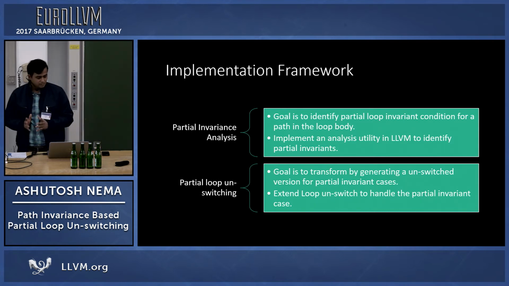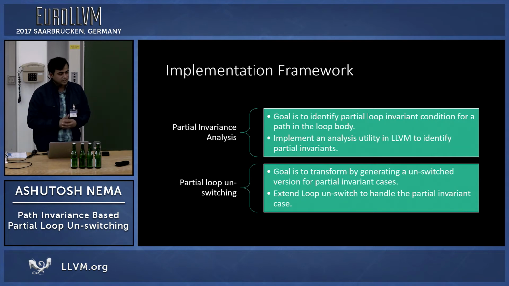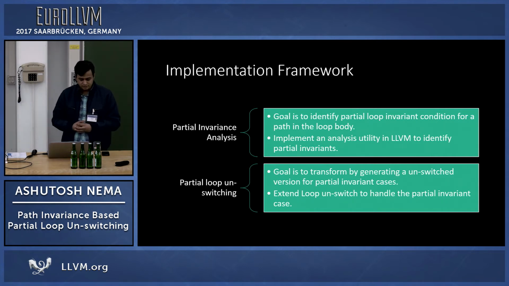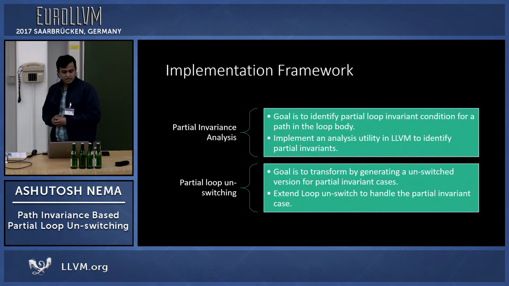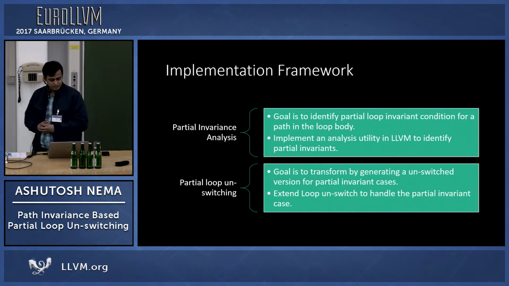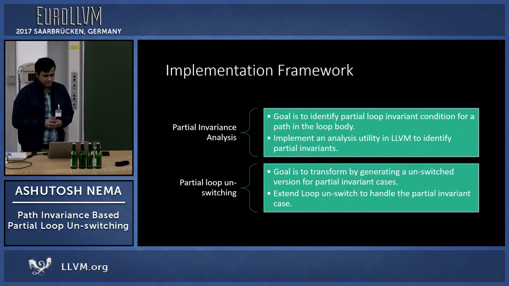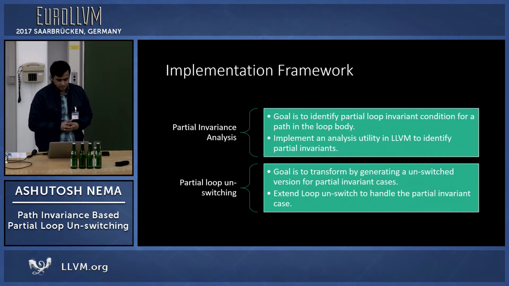Then once we identify the partial invariant, we will deploy this information in the partial loop unswitching. The goal is to transform by generating an unswitched version for the partial invariant cases. We have extended the existing LLVM loop unswitching framework for this.